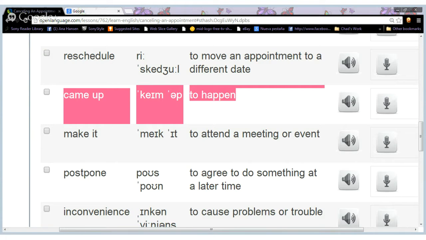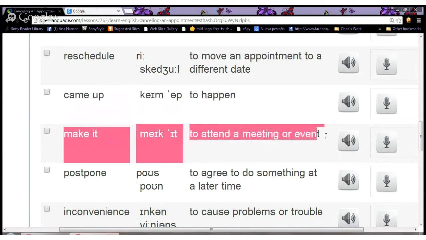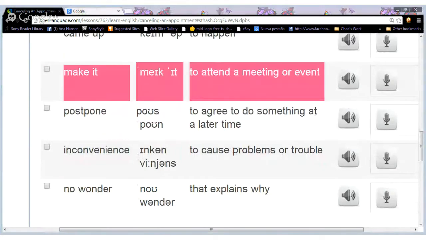Okay, I understand. Good, let's go to Laszlo, our next phrase, please. Make it, to attend the meeting or event. Very good. In my last example, you heard me say, I can't make it. That would be the opposite. I cannot attend. I won't be able to go to the meeting or event. If I can make it, I would say, sure, I'll make it. I know I'll be able to make it to the appointment. And that means that you are going.